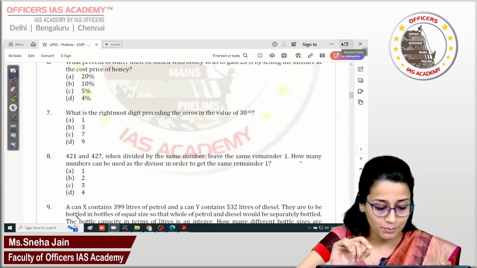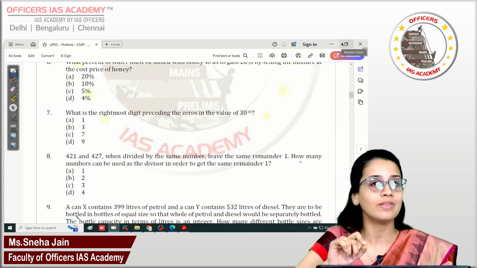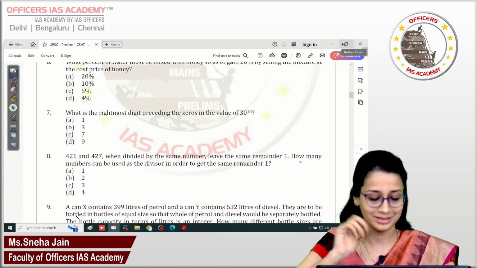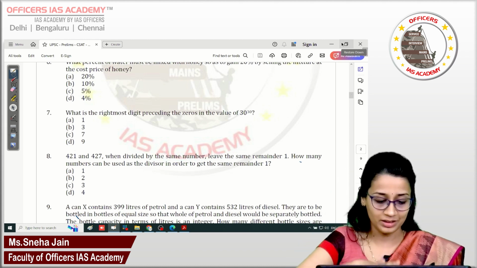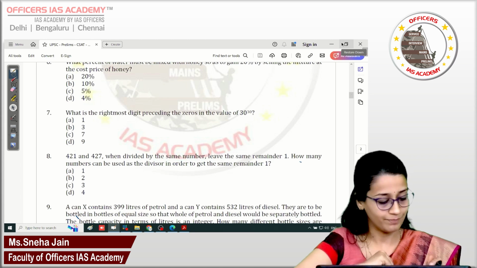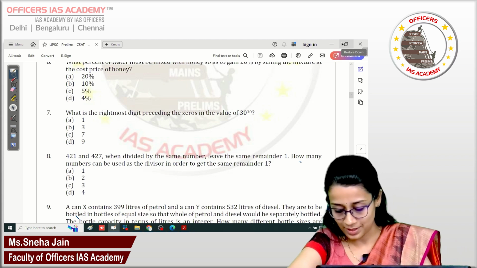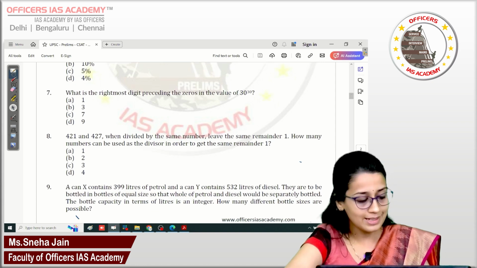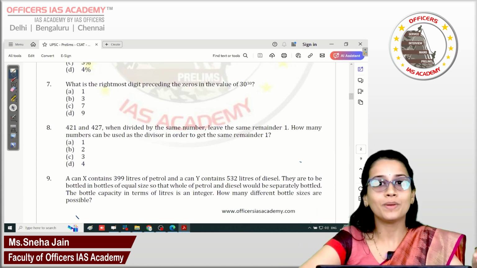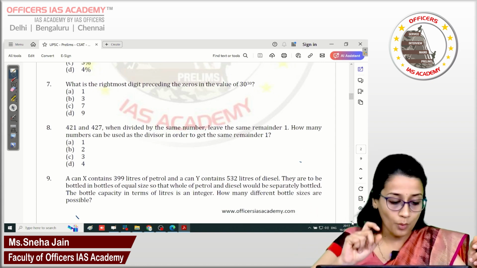What is the rightmost digit preceding the 0 in the value of 30 to the power 30? Is this clear? So where is the trick in understanding the question? Otherwise, it is a very simple question. Now, we will move to the next question.